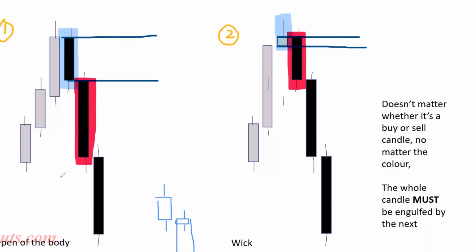It pushes past it. So the first type is the open of the body, as we see on the first type here. The second type is, again, the open right there. It's the wick in this case. Like I said here on the right, it doesn't matter whether it's a buy or a sell candle, no matter the color, the whole candle must be engulfed by the next one. Here we've got two cases, the black one and then the gray one. It does not matter whether it's the gray or the black, whether it's an up or a down candle. It's the candle that gets engulfed in the next one completely.